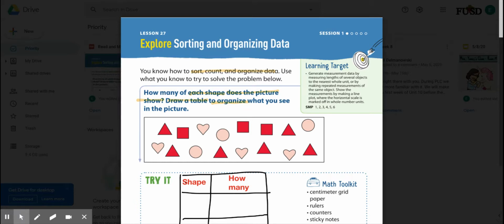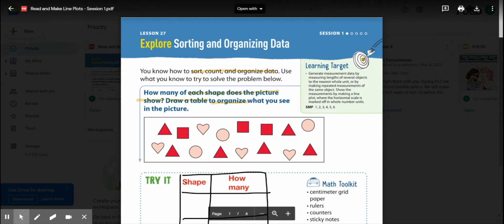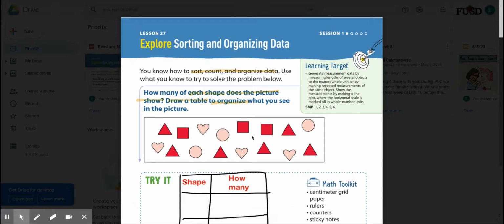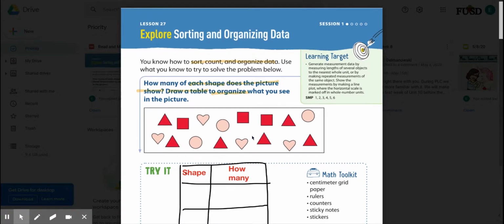Well, in math, we're going to be focusing on sorting and organizing data. If you see that up here, data is a whole bunch of information. So we're going to sort and organize different things, and we're going to make sure that we have our data. We're going to be able to use graphs, and we're going to be able to use something called a line plot to organize data or lots of information.